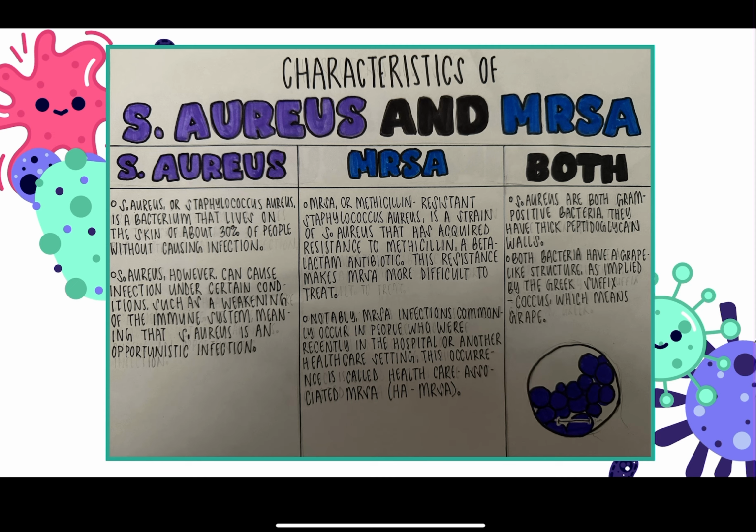Also, both bacteria have a grape-like structure. This is implied by the Greek suffix coccus, which means grape. So in the picture there's a sort of visual of what S. aureus or MRSA would look like under a microscope, a bunch of clusters of circular bacteria.